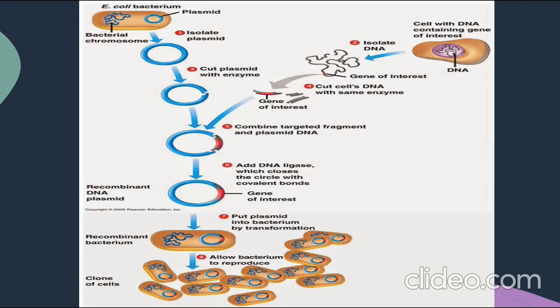Here comes the diagrammatic representation of the steps of the gene cloning process. Firstly, a gene of interest is isolated from a cell, and on the other hand, a plasmid of interest is isolated. Now, combine the target fragment and the plasmid DNA, and then add DNA ligase, which closes the circle with covalent bonds, and put them into a bacterium by transformation and allow the bacteria to reproduce. The next step involves isolation of multiple copies of the gene of interest attached to the vector or of the protein encoded by it. This is followed by purification of the isolated gene copy or the protein. And that's it, the process of gene cloning.